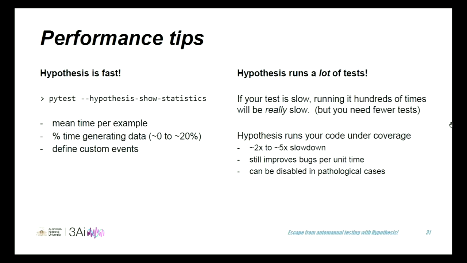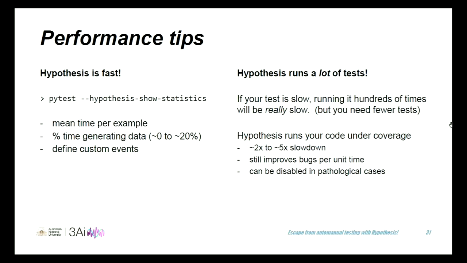People also ask a lot about performance. Hypothesis is fast. There's a statistics option which you can check how fast it is or otherwise. And it'll give you things like the mean time of execution for each test case that you run, the percent of time spent generating data. And the reason I say Hypothesis is fast is that's typically quite low. And you can even define custom events. So you can essentially have a print statement somewhere in your function and have Hypothesis tell you how often it explored that part of your code.